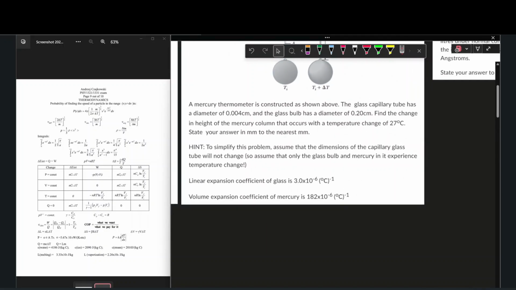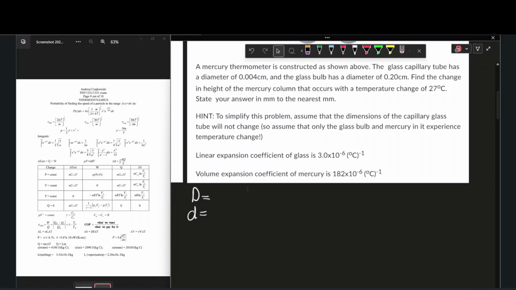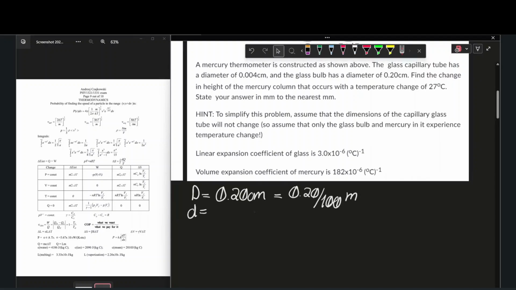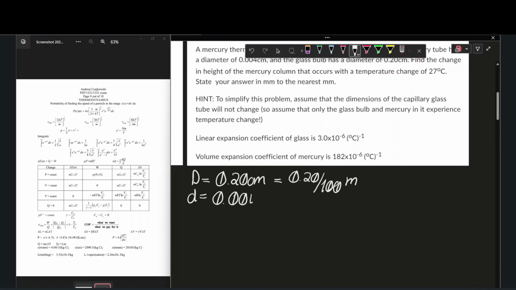For question 2, we have a bunch of new things. So we'll call capital D and lowercase d. Capital D would signify the diameter of the bulb, so 0.2 centimeters, which we'll also say is the same as 0.2 over 100 meters. We also have the diameter of the tube, which is 0.004 centimeters, which is the same as 0.004 over 100 meters.